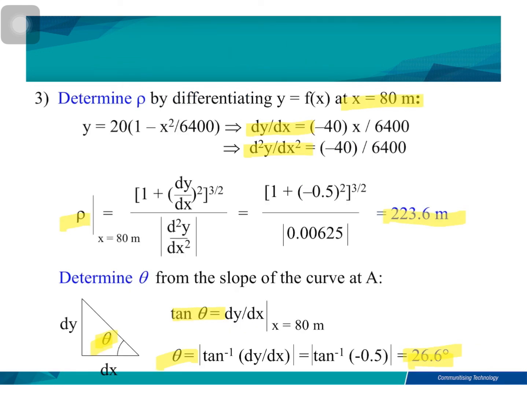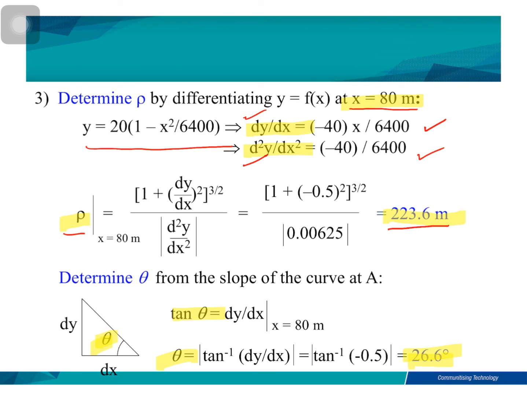Next, the question gives the path y is equal to 20 times (1 minus x squared over 6,400), and also gives x equal to 80 meters. So you need the first and second derivatives. Substituting x equal to 80, you get 0.5 and 0.0625. You substitute into the rho equation, and you get rho is 223.6 meters.